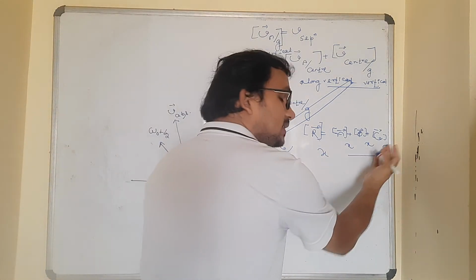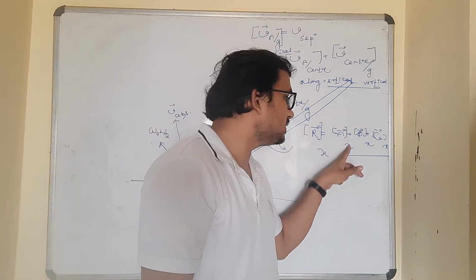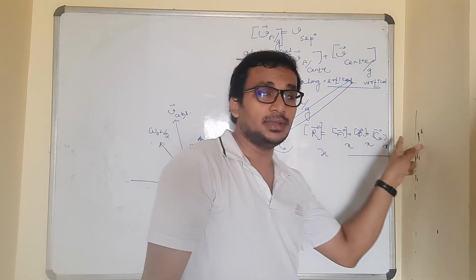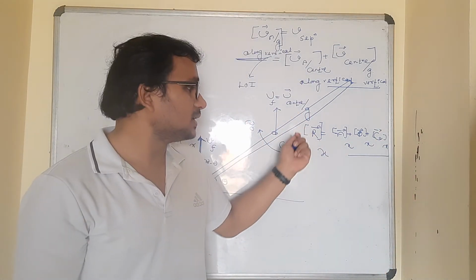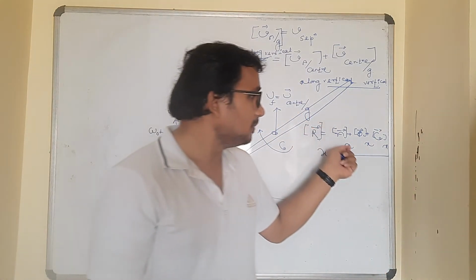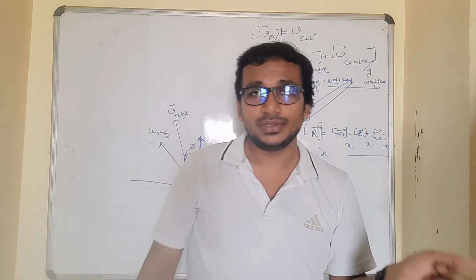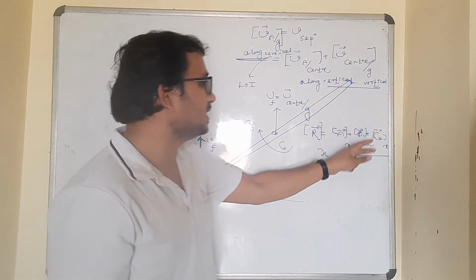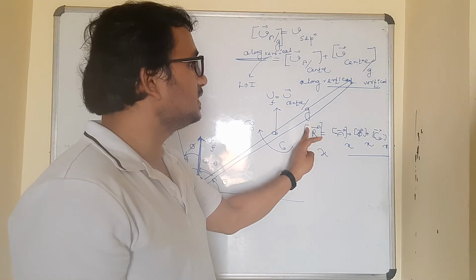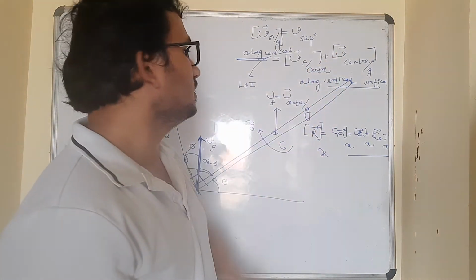All should be the same. It is not that this will be X here, this will be X here, and this will be Y here. The component of R along any particular direction will be equal to the sum of the components of the individual vectors. So when added, it will give me the component of the resultant along that direction. That is what is happening here.